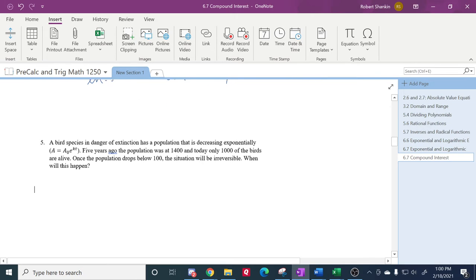Alright, so a bird species in danger of extinction has a population that is decreasing exponentially. 5 years ago, the population was 4,000, and today only 1,000 birds are alive. Now if I was going to make a little table for this, I might do it like this. 5 years ago, I might call time 0.